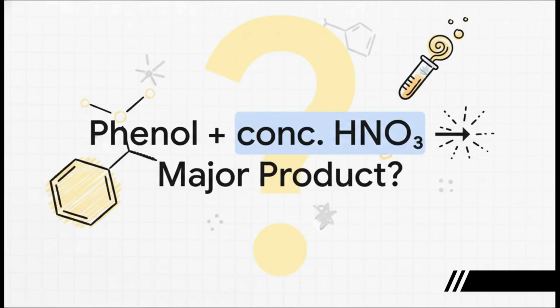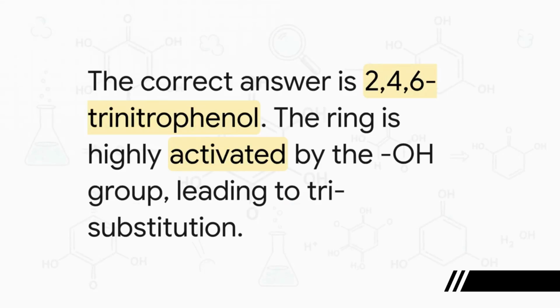Okay, first question up. Take a look. What is the major product when phenol is treated with concentrated nitric acid? Go ahead and pause the explainer right now, figure it out, and then hit play. The correct answer is C, 2,4,6-trinitrophenol, also known as picric acid.